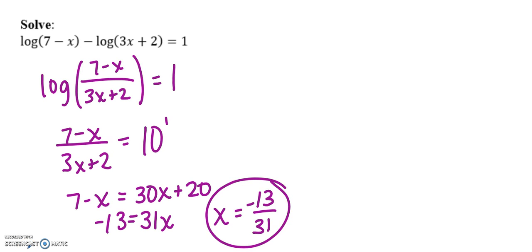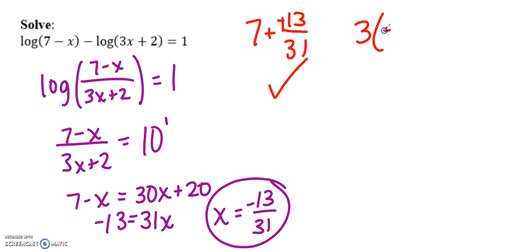Kind of an unusual number, but we do end up with x equals negative 13/31. And because I started with a logarithm, I need to go back and check for extraneous solutions. So if I do 7 minus negative 13/31, that's going to turn positive. We're good.